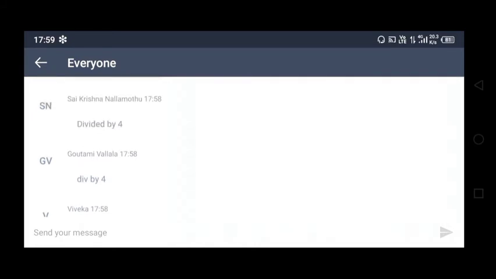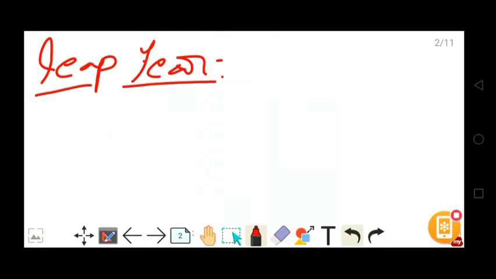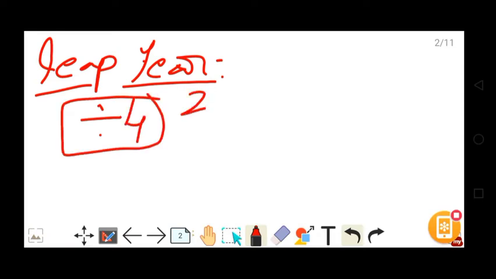Good. At least a few people remember your childhood concepts. But here I am telling you, it is divisible by 4. If a year is divisible by 4, for example, 2021, is it divisible by 4? That means the remainder should be 0. Then only we call it divisible, but it is not divisible by 4. So it is not a leap year.